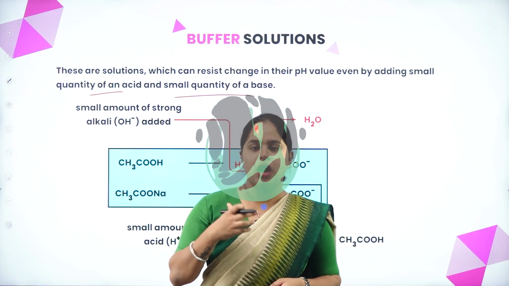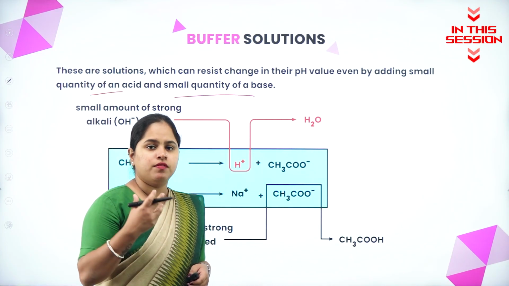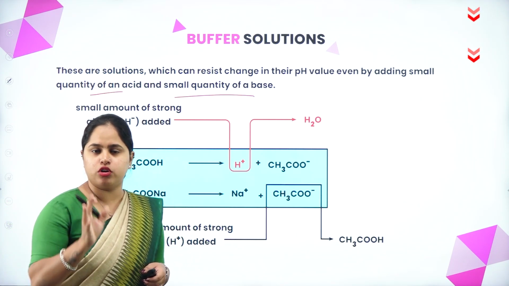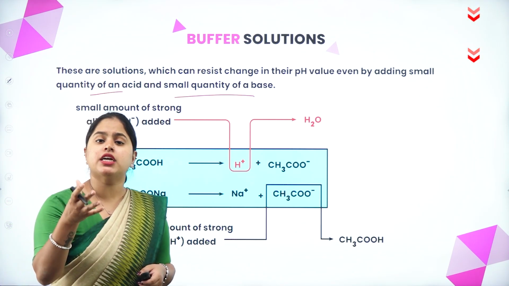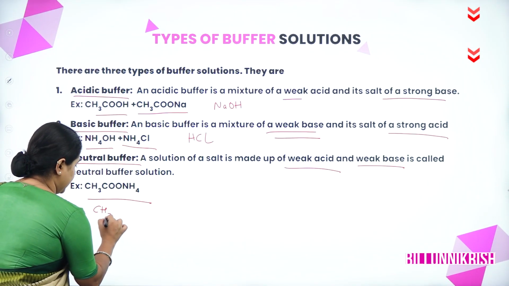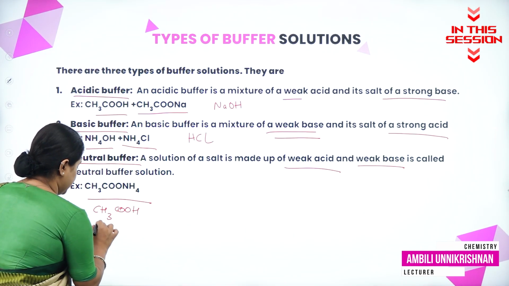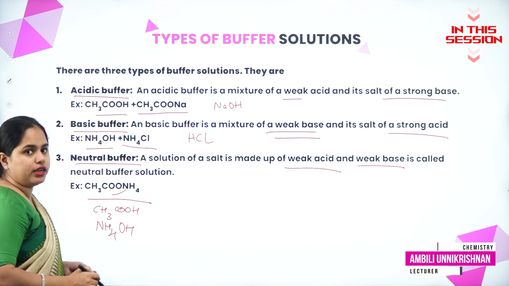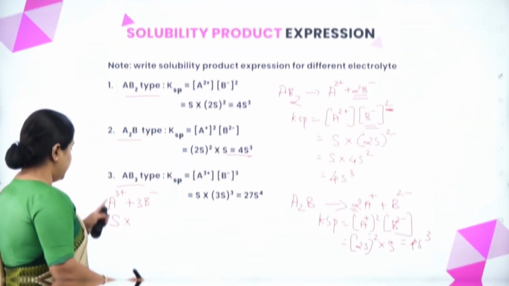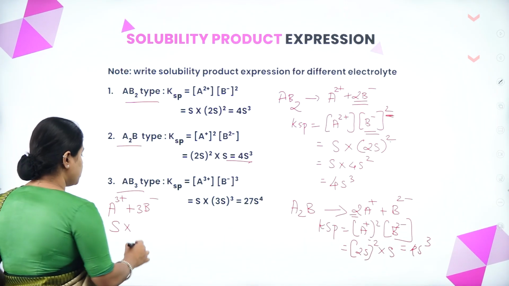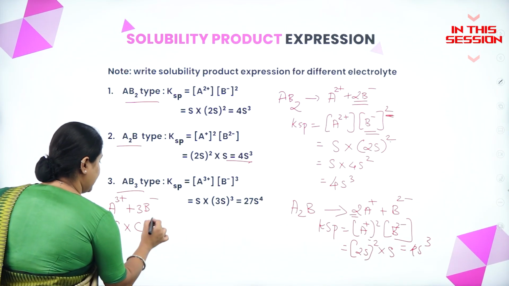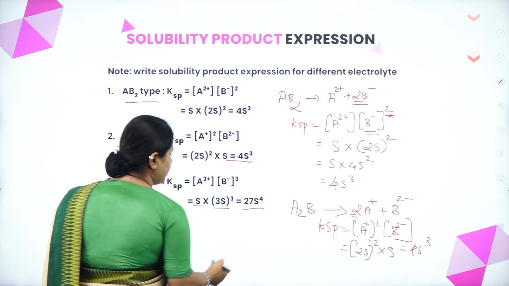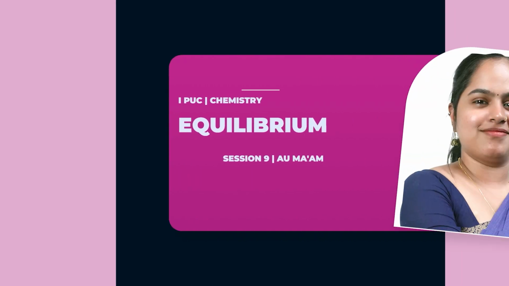Buffer solutions are special type of solutions which is formed, and to this if we add a small amount of acid or base, its pH won't change. Which is the weak acid here? Acetic acid. And which is the weak base here? NH4OH, that is ammonium hydroxide. So this gives the salt which is a buffer solution. Here the solubility will be S itself, here the solubility will be 3S, and in the power you will have a 3 as well, right? So S into 3S cube, that will be 27S raised to 4.